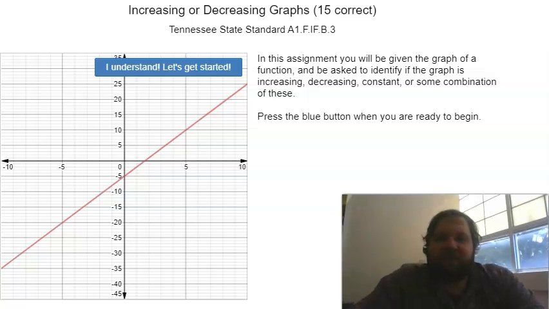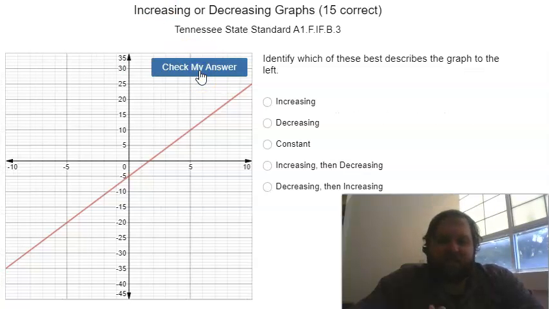We're going to start this by looking at the graph of a function and determining if it is increasing, decreasing, constant, or some combination of those. So we are ready to go. We press this blue button here, and we'll be asked this question. Which of these best describes the graph to the left? Is this increasing, decreasing, constant, increasing then decreasing, or decreasing then increasing? A lot of words there. It'll make more sense in a second if it doesn't already.